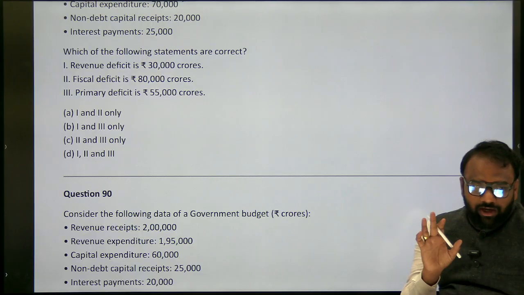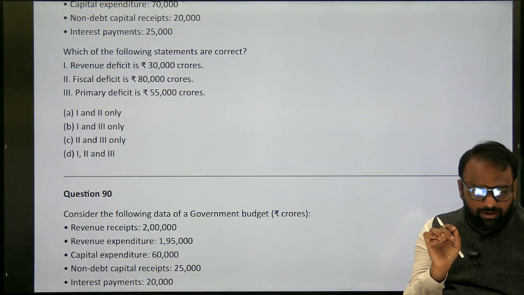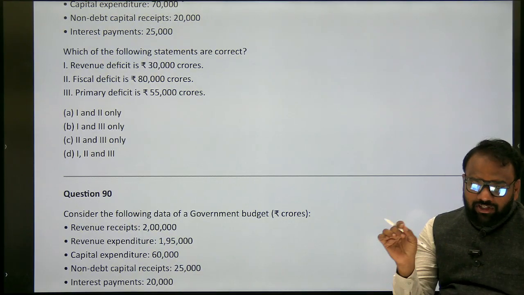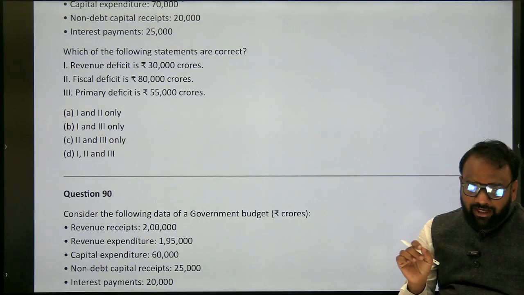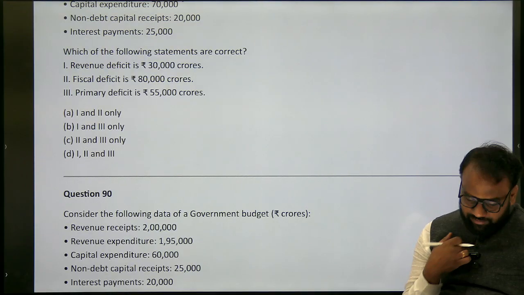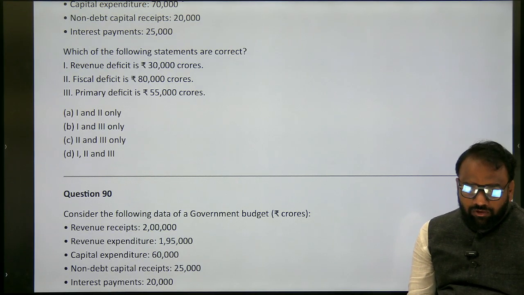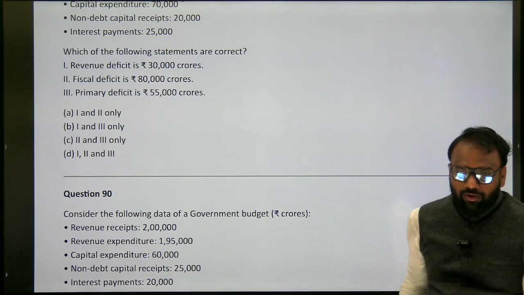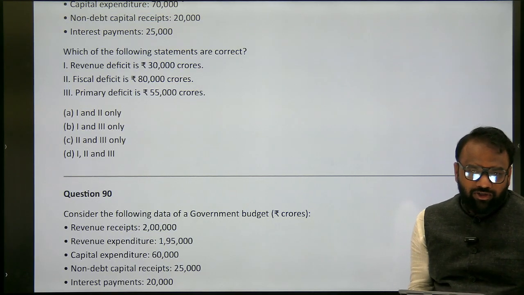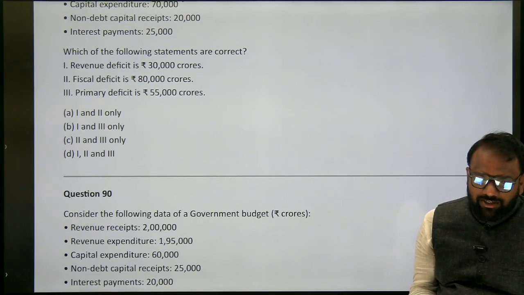Don't try to calculate orally. You have book and pen. Invest some effort, because in the examination hall you will not be calculating orally; you will be writing some figures. Do that exercise. Even those who joined in online mode can also participate. There is no restriction.